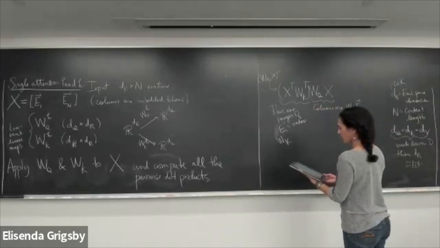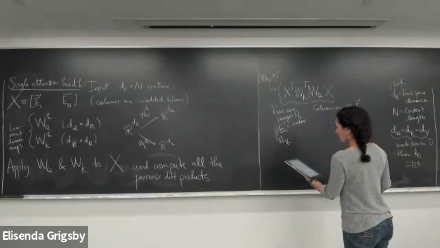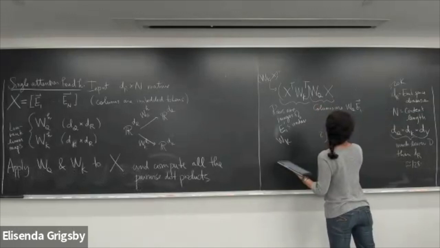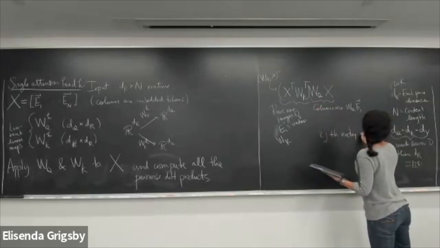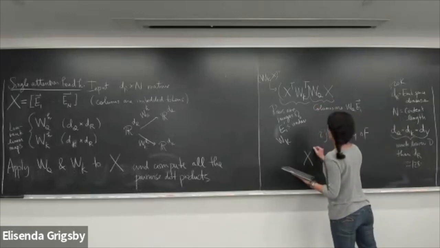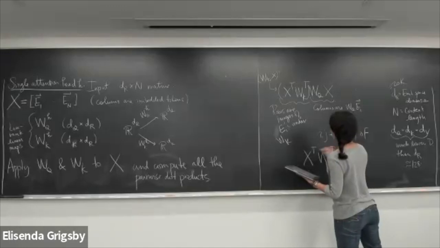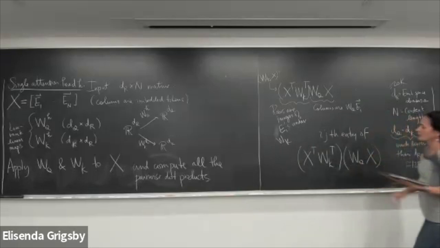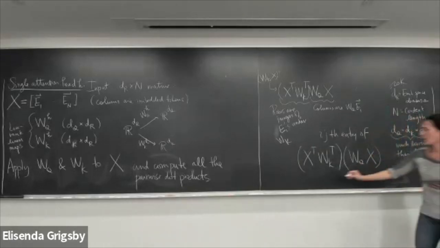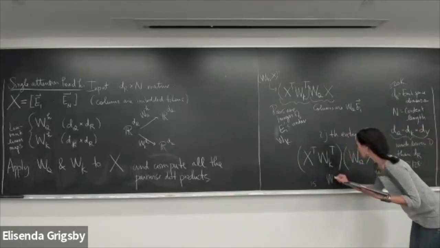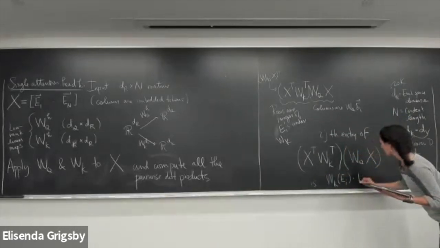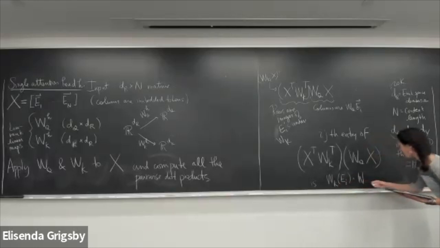So the point is that the ij entry of X transpose WK transpose WQ X is the dot product of the image under WK of EI with the image under WQ of EJ.